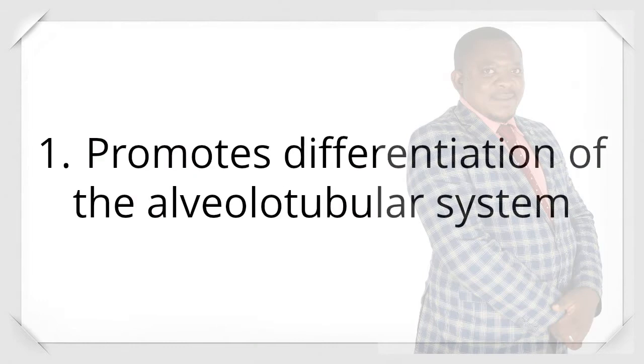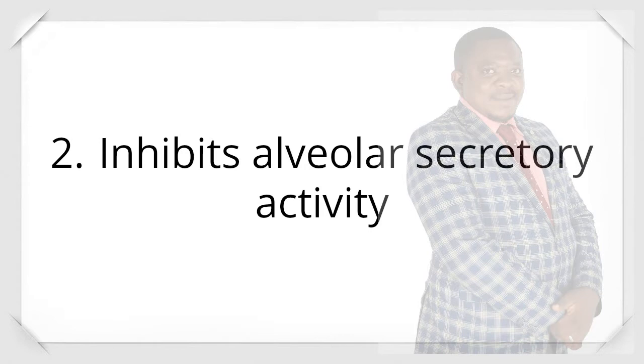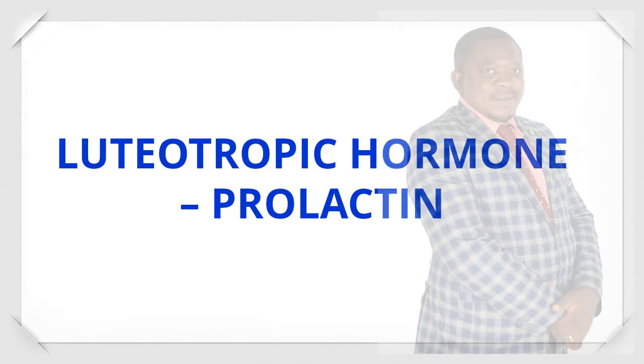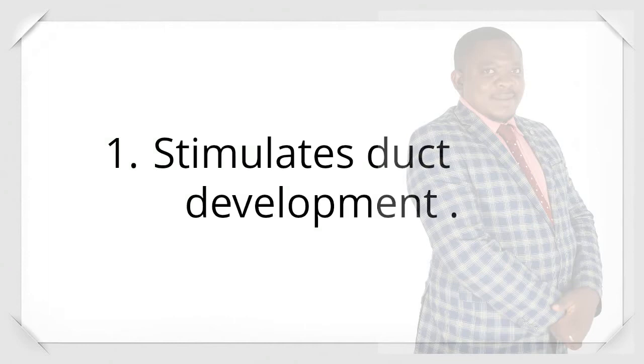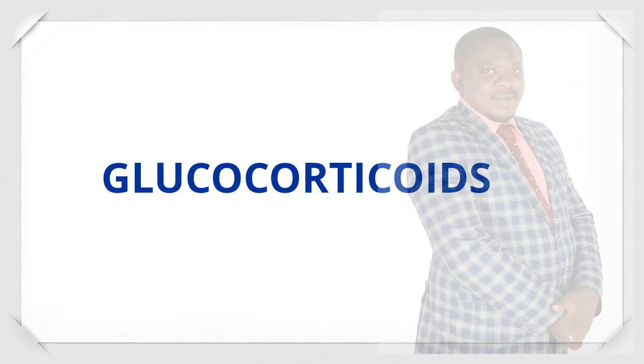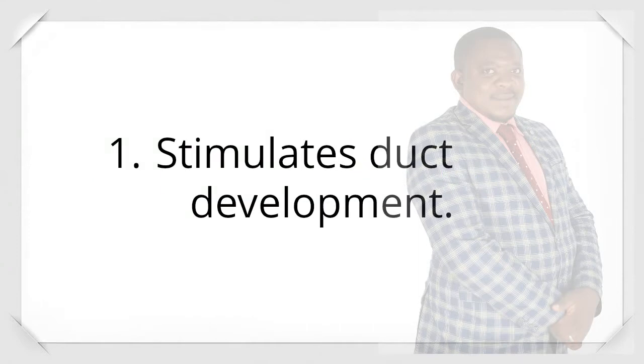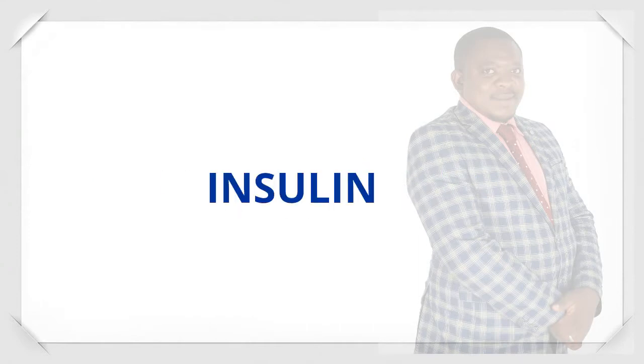Progesterone functions. 1. Promotes differentiation of the alveolo-tubular system. 2. Inhibits alveolar secretory activity. Luteotropic hormone, prolactin. Functions. 1. Stimulates duct development. Glucocorticoids. Functions. 1. Stimulates duct development. Insulin.